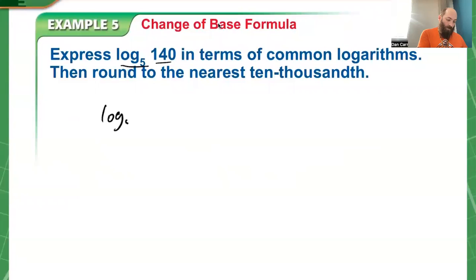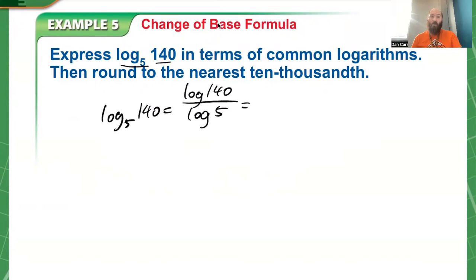So log base 5 of 140 is the same as the log of 140 divided by the log of 5. So I plug that into my calculator: log of 140 divided by log of 5. When I do that, I get 3.0704. And again, what that means is 5 raised to the 3.0704 should come out to 140. Yep, pretty much 140 there.